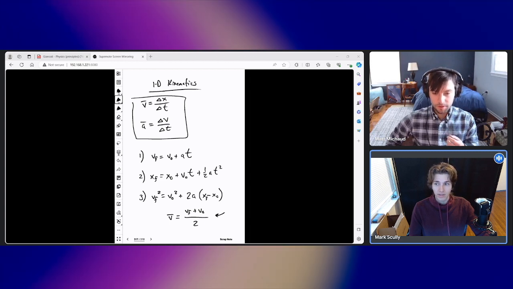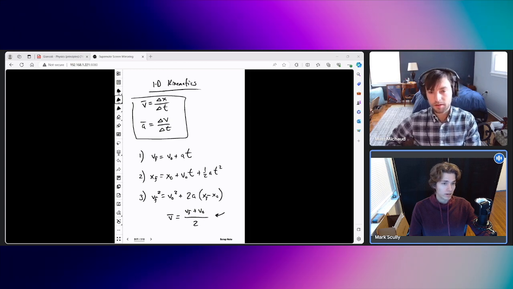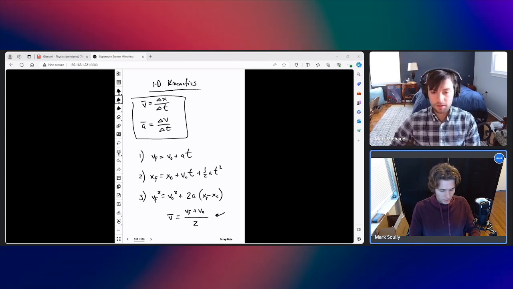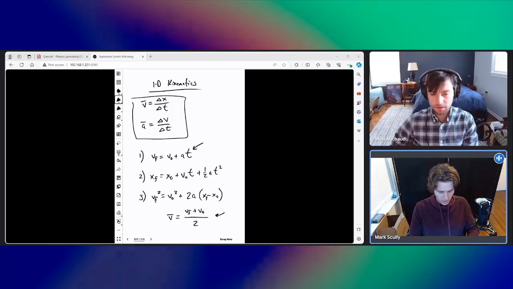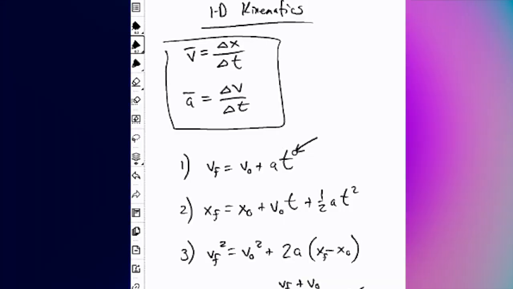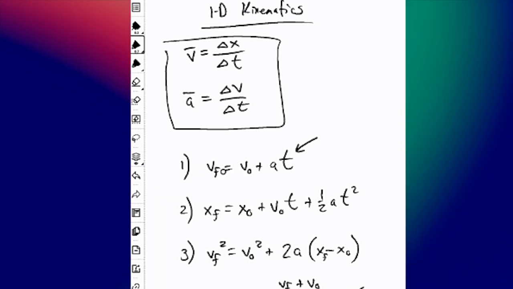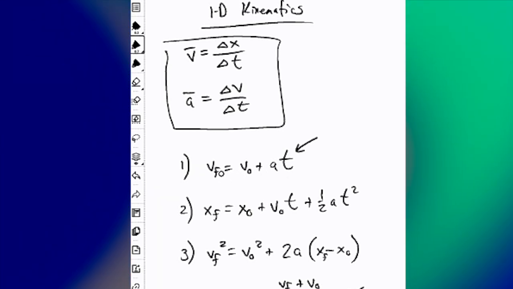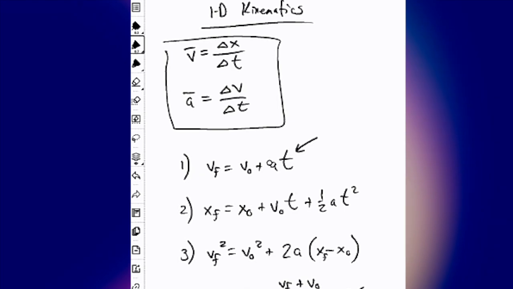Okay. Now there's going to be times that we have to use algebra in order to solve for certain variables. For example, if we're given equation 1 and we want to solve for time, we're going to have to subtract the initial velocity over to the left side and then divide everything by the acceleration.